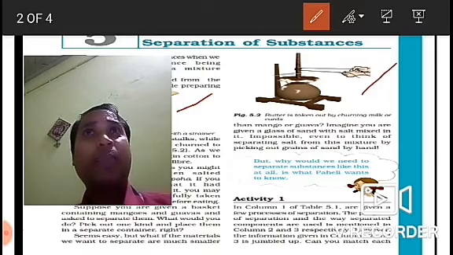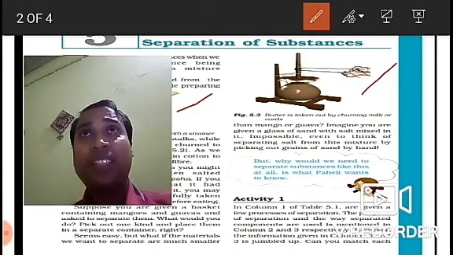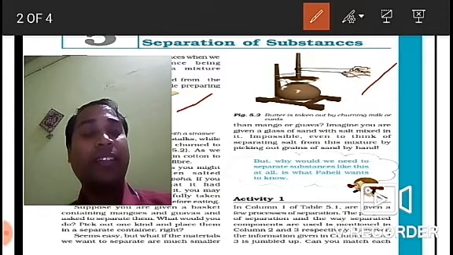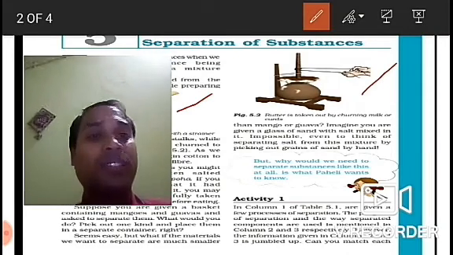some things can be separated quite easily using physical processes like hand picking, threshing, and on the other hand there are certain mixtures which cannot be separated easily. So for those types of mixtures also there are certain processes.